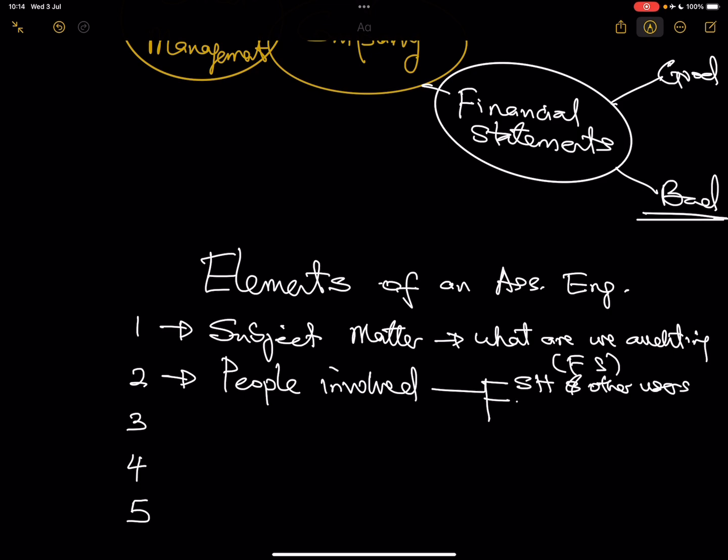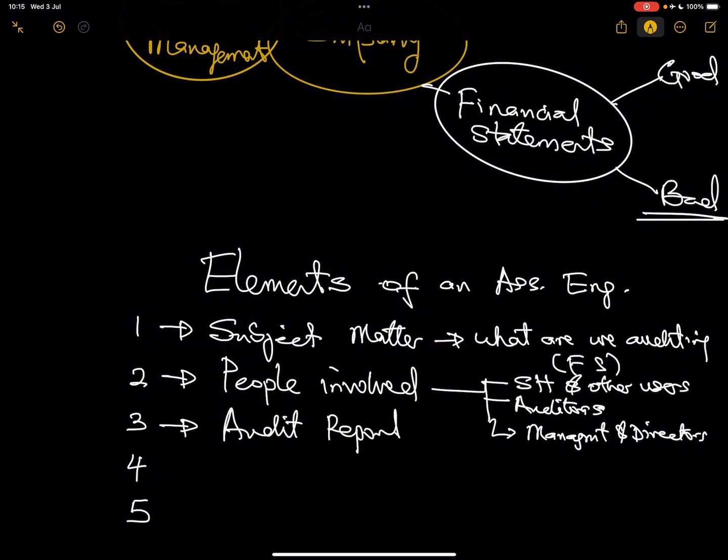Then who is going to do the work? The auditors themselves that were appointed. They're part of the people involved. Then also, who is being audited? The management and directors, the responsible party. Right. So those are the 3 people involved. Then when we finish the audit, definitely we will talk about the audit report. That's also the outcome of the audit. Very important, audit report.